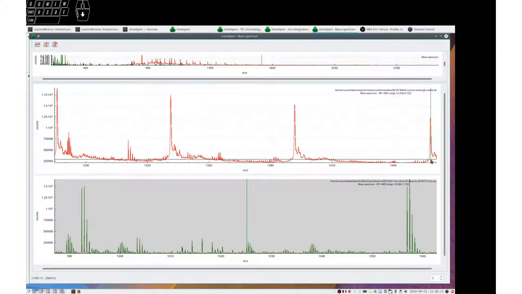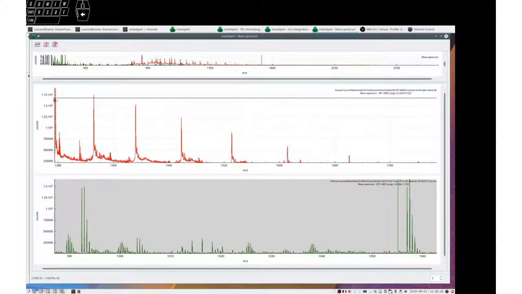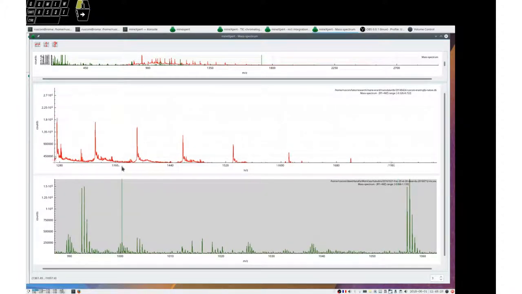Let's check that. I point this one, click, move, and I see that the charge is effectively 24. This is for the charge state envelope deconvolution.